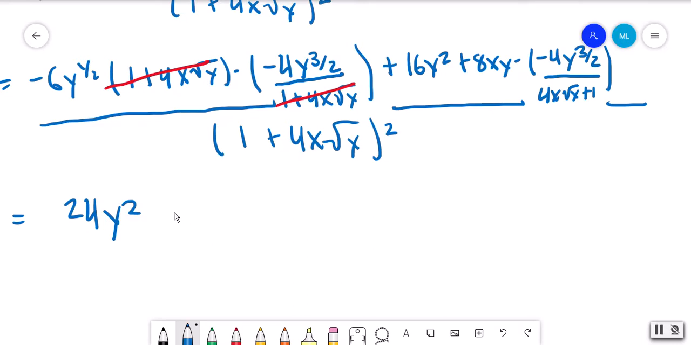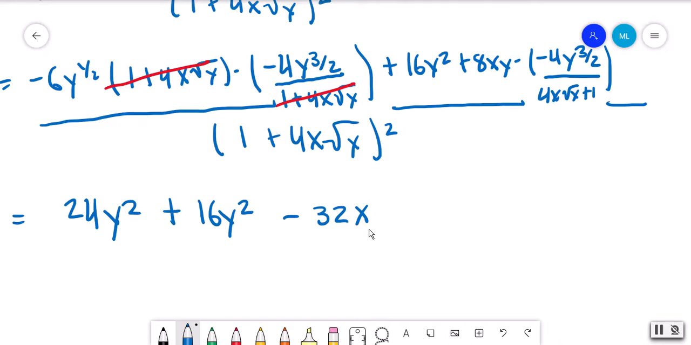Yeah, 24y squared, and then we have plus 16y squared. So luckily these two are going to combine, definitely combine like terms. But remember that we're still going to have to multiply by the denominator at some point. So the rest of this is going to be negative 32x, and then let's see, 1/2.